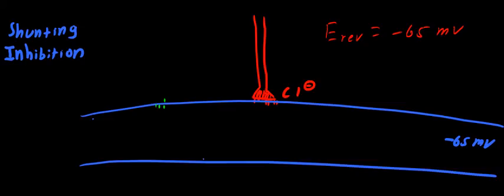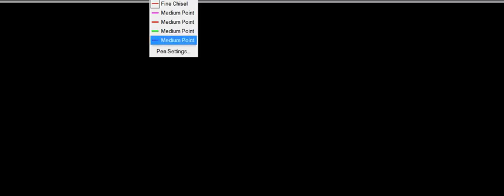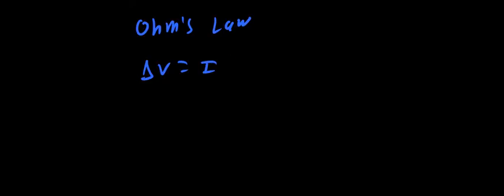Then if some excitatory synapse were to fire in its close local region, then we'd offer a shunt for that current to leave from. Now, that's the conceptual way to look at it, but the real mathematical way to look at it comes from really just a quick analysis of Ohm's law. And Ohm's law says that V equals IR, or the change in voltage equals the current times the resistance.